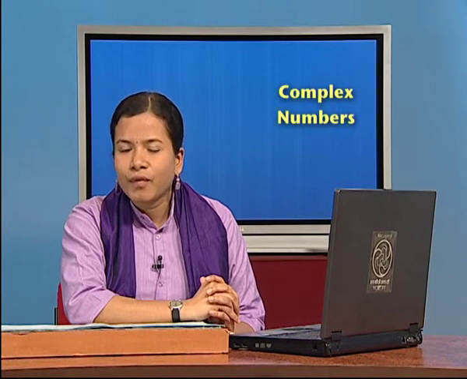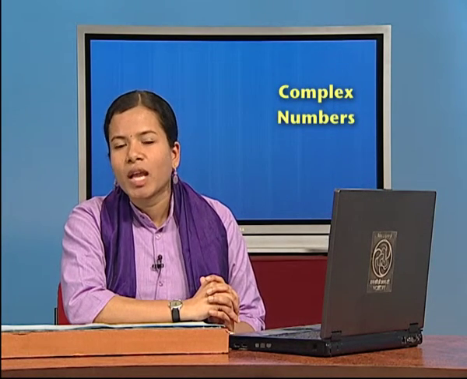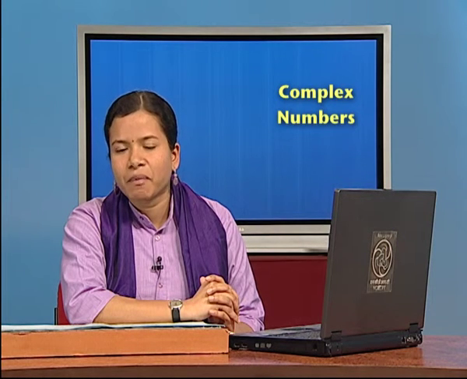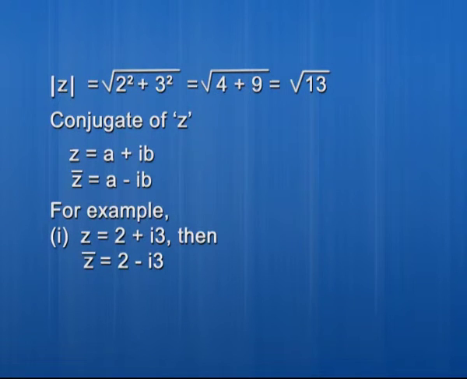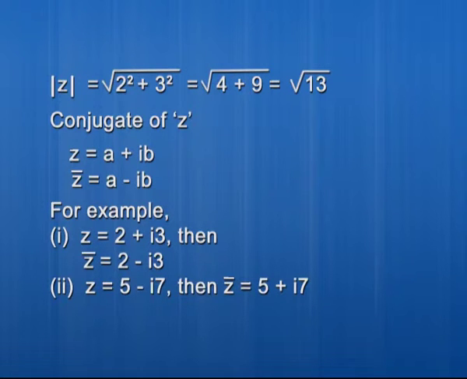Since in z we have plus sign, in conjugate of z we are taking minus sign. In another example, if we take z is equal to 5 minus i7, then conjugate of z will be 5 plus i7. Since in z we have minus sign, in conjugate of z we are taking plus sign.